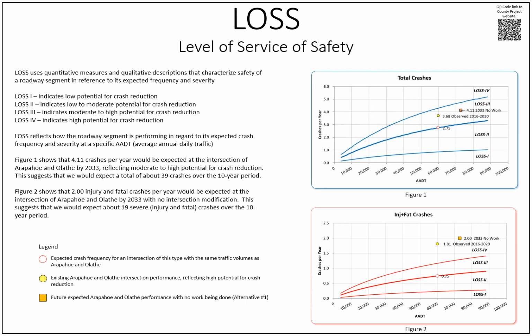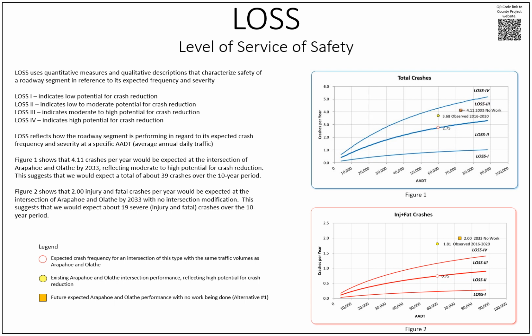The yellow dots on the figures show the existing crash frequency, while the red circles are the expected crash frequency for an intersection of a similar type. The intersection of Arapahoe and Olathe has a higher crash frequency than would be typically seen for a similar intersection. The orange box shows that crashes will continue to increase if nothing is done to improve the intersection.